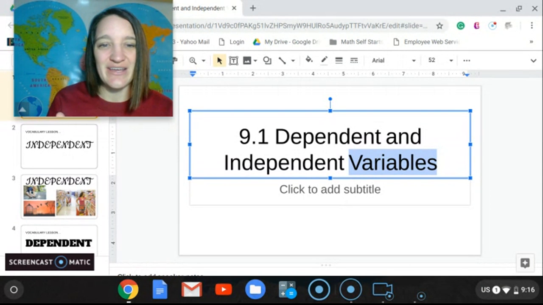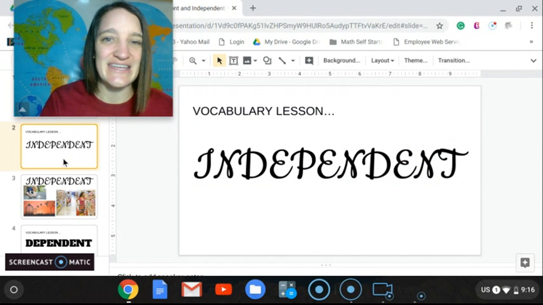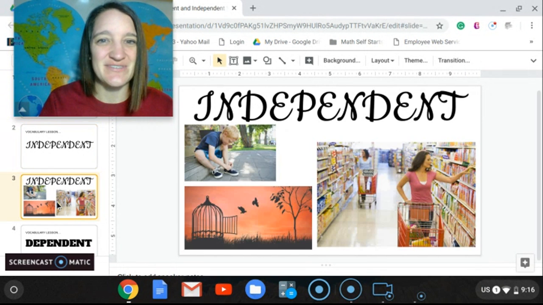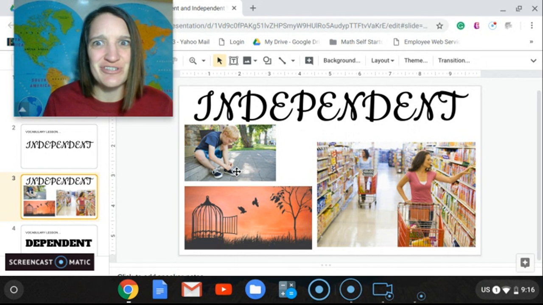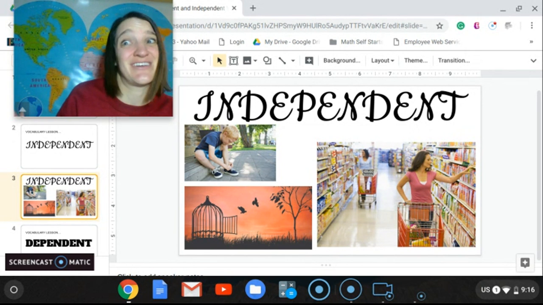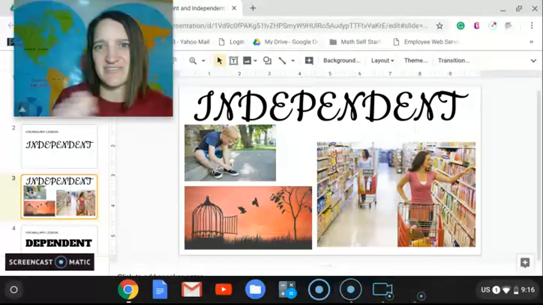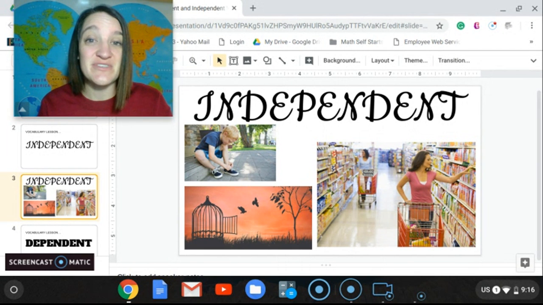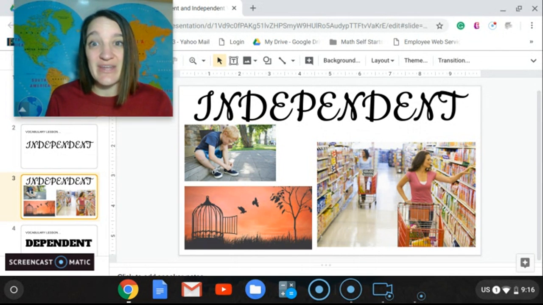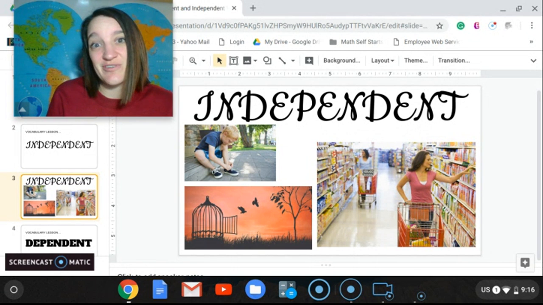So let's think a minute. Where have you heard the word independent? Let me give you some clues. So if you're independent, you can tie your own shoelace, right? You don't need your mom to tie your shoe anymore. Some of you, I notice you still use Velcro. But for the most part, when you can tie your own shoe, you're independent. You don't need your parents helping you with shoes anymore.